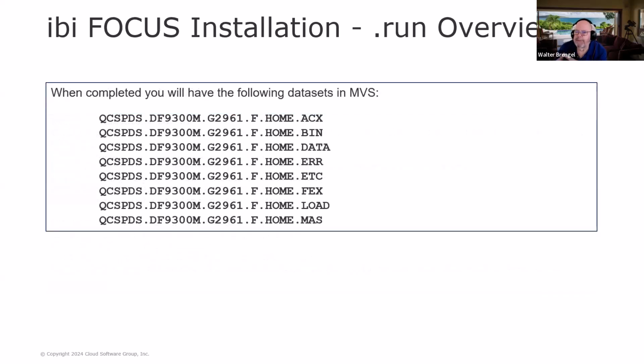So these are the files that it created, the f.home files I was talking about. You get these 8 files: home access, bin, data, errors, etc, effects for FocExecs, load, and mass. Again, you don't have to do anything with those once you're done. It's already ready for you to use.